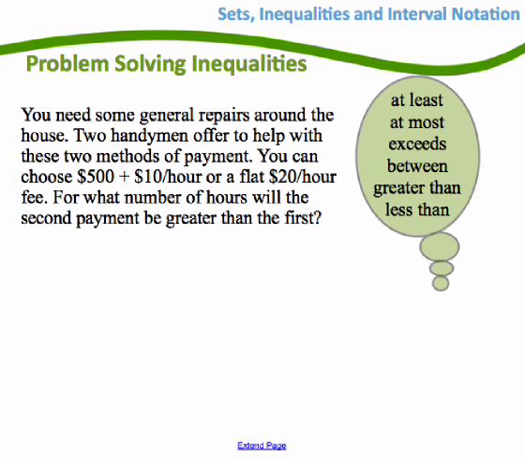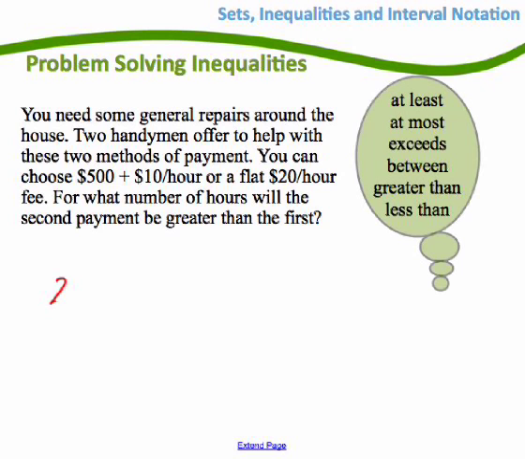One last question. Here's an interesting one where I might need some problem solving to solve this. I need some general repairs around the house. 2 handymen offer help with these payments. You can choose $500 plus $10 an hour, or a flat 20 bucks an hour fee. For what number of hours will the second payment be greater than the first?